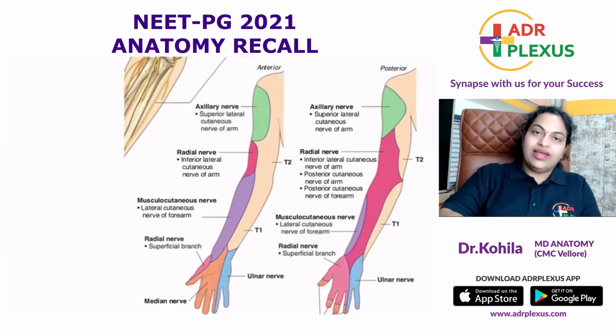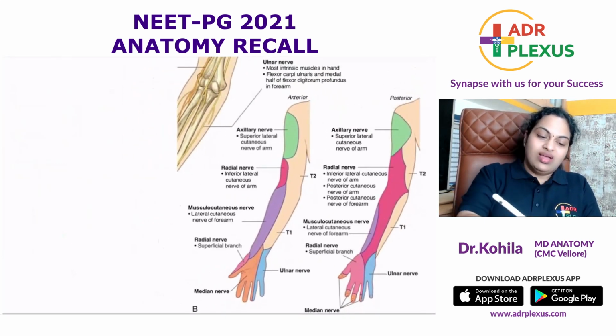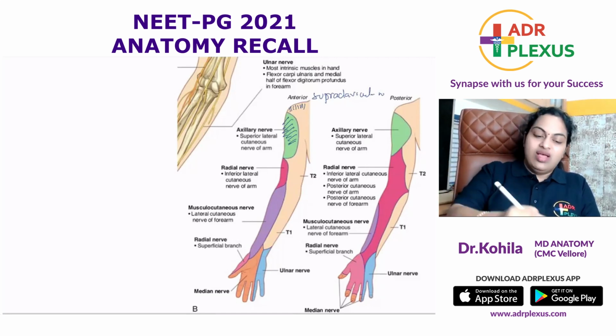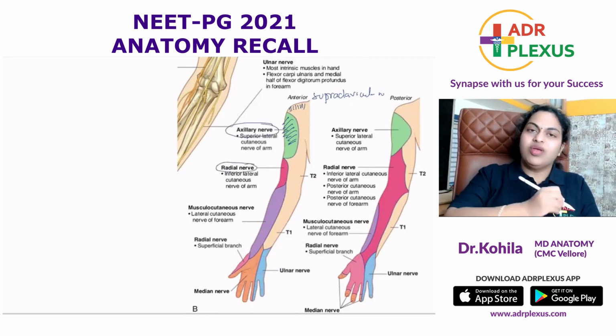So you should have an idea about the cutaneous innervation of the entire upper limb. The skin over the shoulder region will be supplied by supraclavicular nerves, right? The upper lateral aspect of the arm, remember, the upper part and the lower part of the lateral aspect are going to be supplied by two different nerves. The upper lateral cutaneous nerve of arm comes from the axillary nerve. The lower lateral cutaneous nerve of arm comes from the radial nerve.